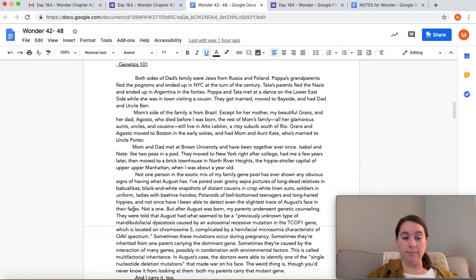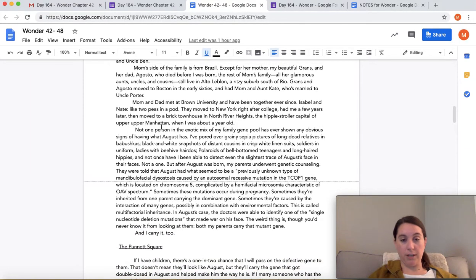Genetics 101. Both sides of Dad's family were Jews from Russia and Poland. Papa's grandparents fled the pogroms and ended up in NYC at the turn of the century. Tata's parents fled the Nazis and ended up in Argentina in the 40s. Papa and Tata met at a dance on the Lower East Side while she was in town visiting a cousin. They got married, moved to Bayside, and they had Dad and Uncle Ben. Remember, Tata and Papa are Grandma and Grandpa. So her grandma and grandpa are the two people that she's talking about there.